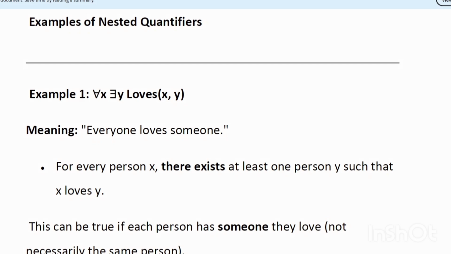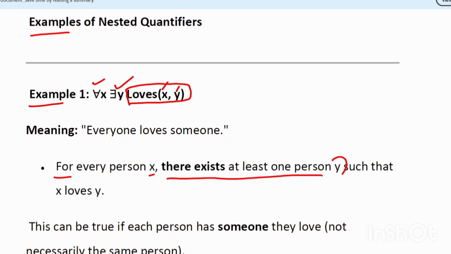Now let's try to understand the topic through an example of a nested quantifier. The example is "for all, there exists, loves". This is the statement loves(x, y). So what does this mean? For every person x, there exists at least one person y such that x loves y.